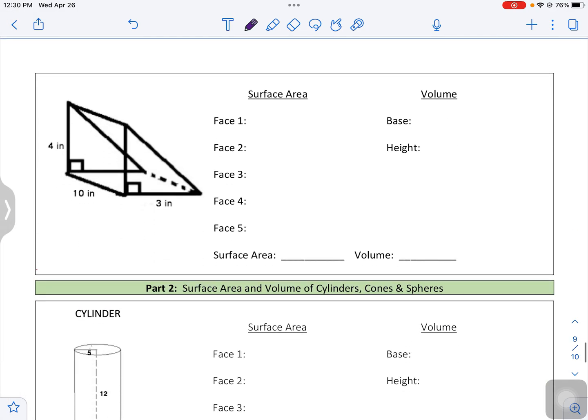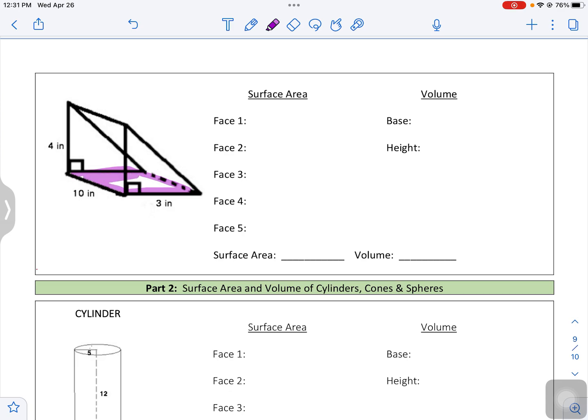Okay, now let's try a triangular prism. So if I'm looking at this, I see that there are only 5 faces. So one in the front, one in the back, one on the bottom, one to the left, and then one on the diagonal to the right. So first thing I'm going to do, I'm going to find the area of the bottom face.